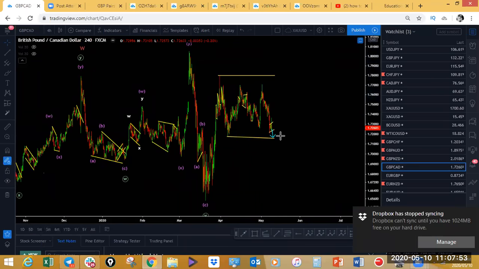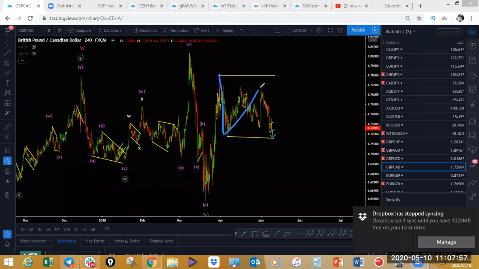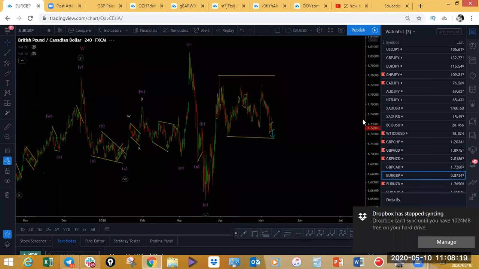So GBPCAD, we're still looking to build this corrective structure. This one can still continue lower and make a zigzag here. So we've got this one as a setup for continuation to the downside, but the risk to reward is a bit compromised here, because if this is the structure, we can still see it continue higher. For now, GBPCAD will still continue lower up to this level. That is GBPCAD. Let's go to the euro pairs.